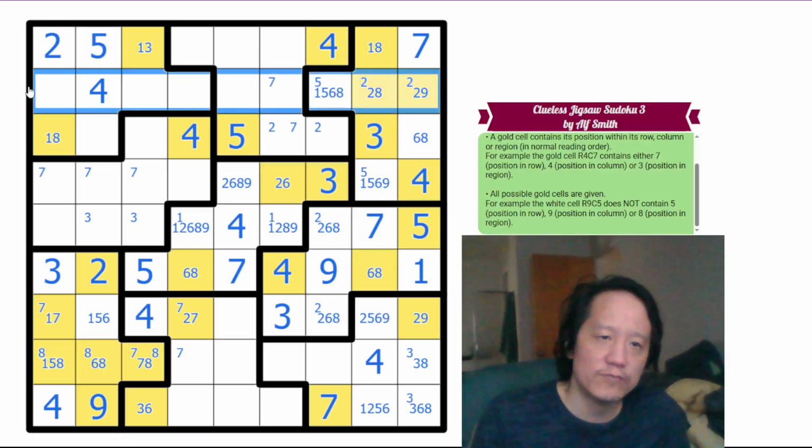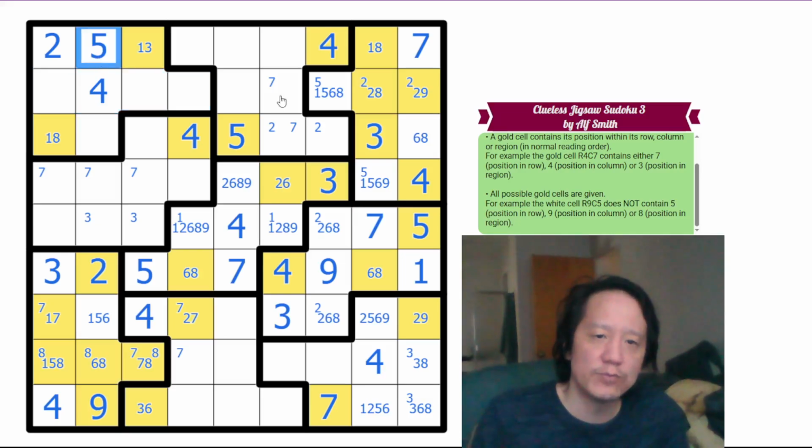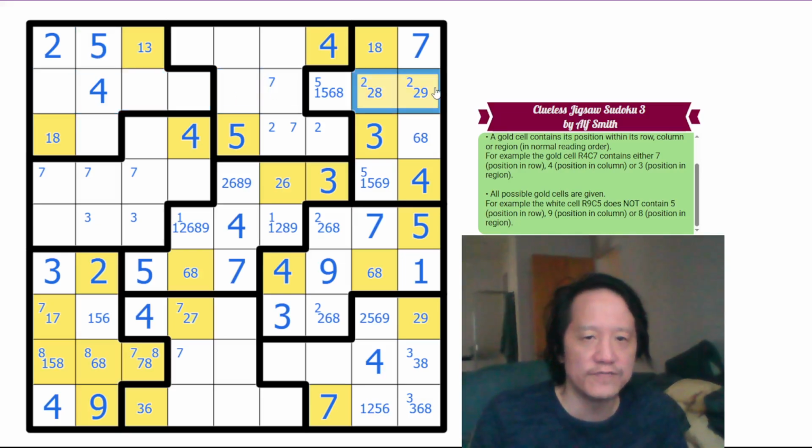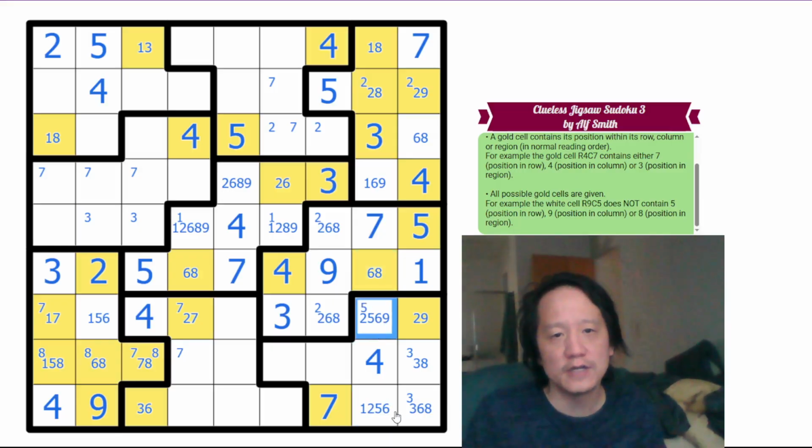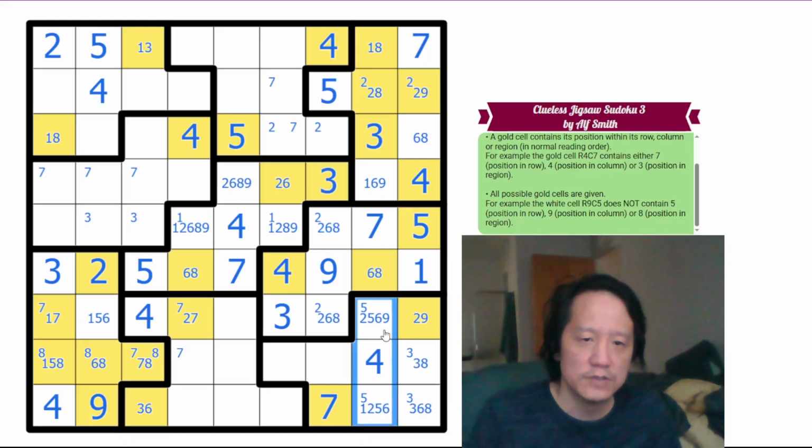Well, where's the 5 in row 2? Can't be here because of 5 in the region, can't be here because 5 in the region, doesn't fit for the gold cell here, so this must be a 5, which eliminates 5 here. Where's the 5 in column 8? It has to be one of these two cells, so it's in region 9.